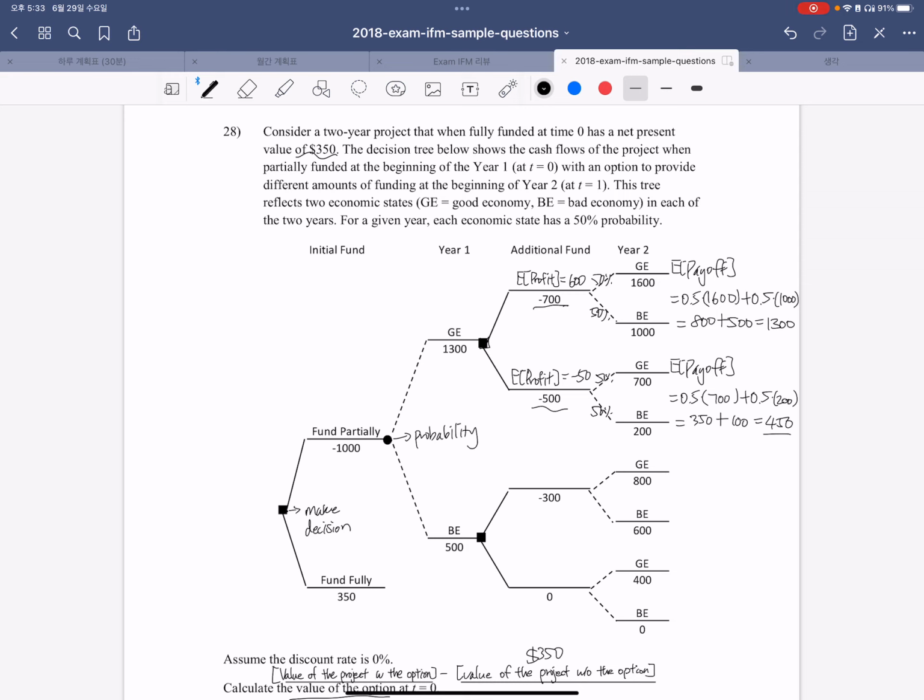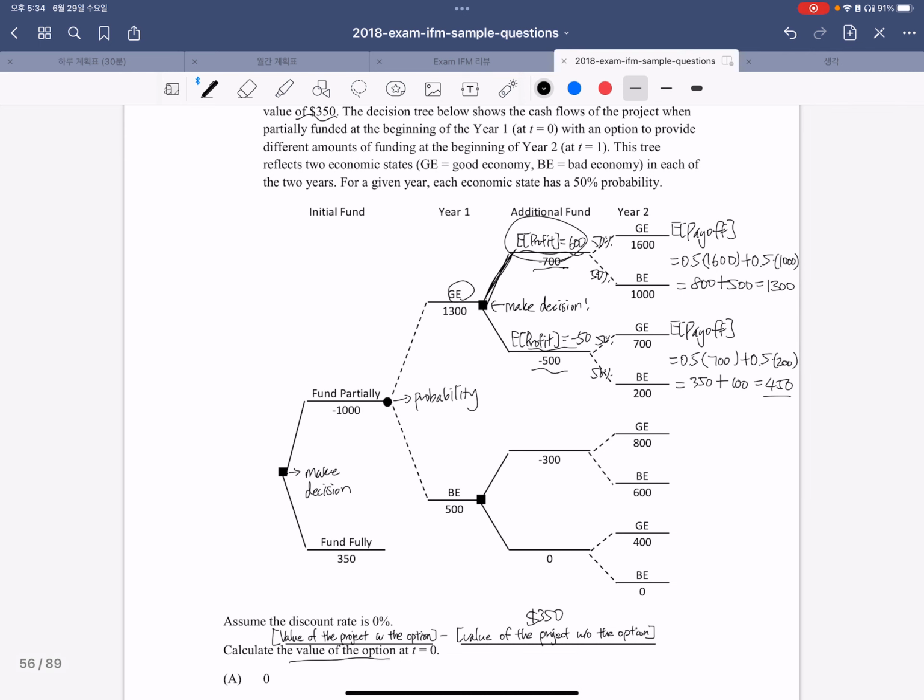And as I mentioned earlier, if we see this black square, we have to make a decision. So we calculated the expected profit of 600 when we fund with 700, and expected profit of negative 50 if we fund with 500. So of course we want to choose the expected profit of 600. So we would choose to fund 700 when we are in a good economy.